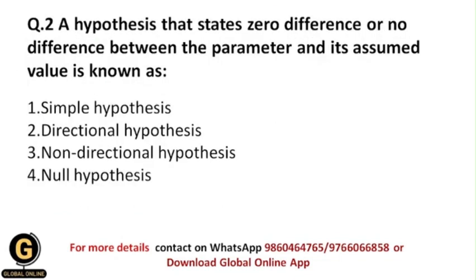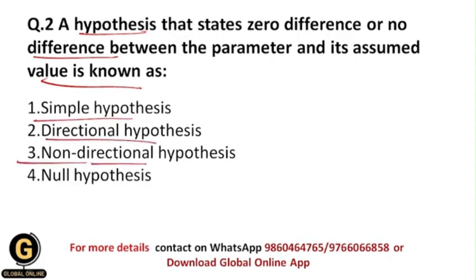Okay. Now next is, a hypothesis that states zero difference or no difference between the parameter and its assumed value is known as. So whenever a hypothesis tells us that there is no difference or zero difference between the parameter and its assumed value, what type of hypothesis is it? Whether it is a simple hypothesis, a directional hypothesis, a non-directional hypothesis, or a null hypothesis. Okay, as I told you earlier in this video, such a hypothesis is called the null hypothesis.